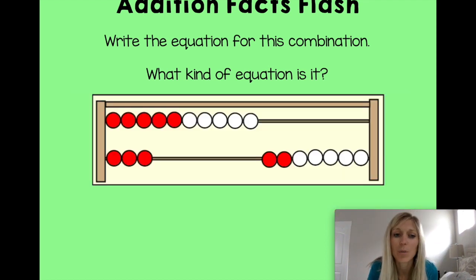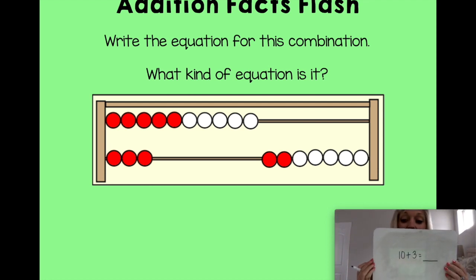Ooh, what about this one? Look closely. How many are on the top? Plus, how many are on the bottom? How many are on the top? How many are on the bottom? Okay, does your equation look like this? 10 plus 3 equals? What strategy can you use to help you with this addition fact?